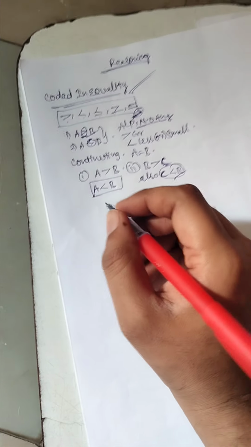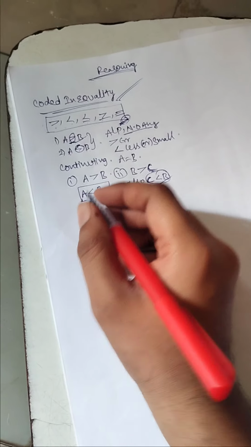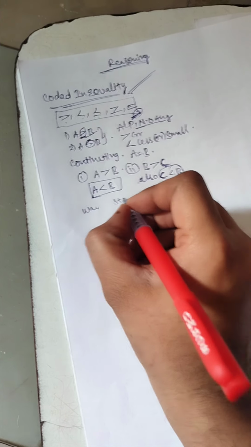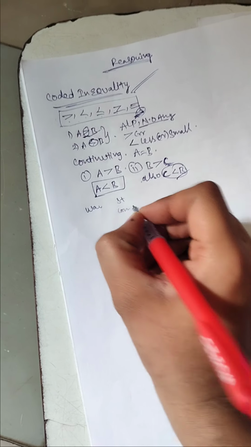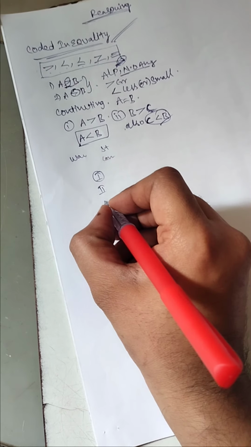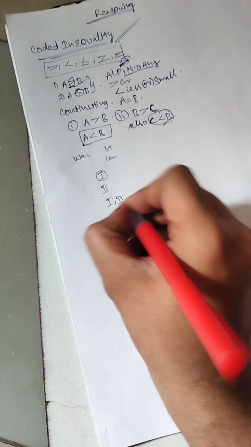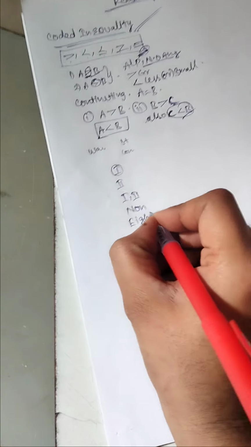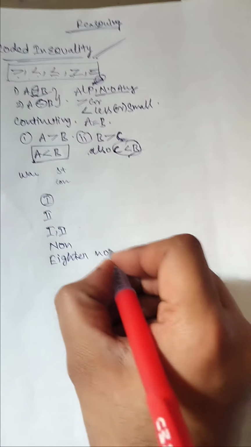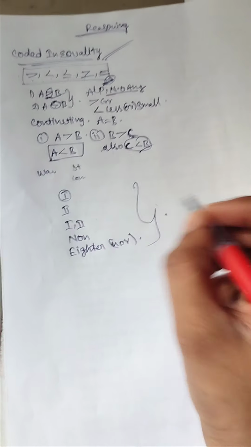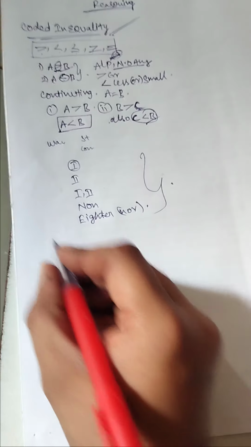There are different models and ways of asking questions, with statements and conclusions. The options are: one follows, two follows, one and two follow, none follows, either or, neither nor. These are the models we are supposed to learn. See, model 1.